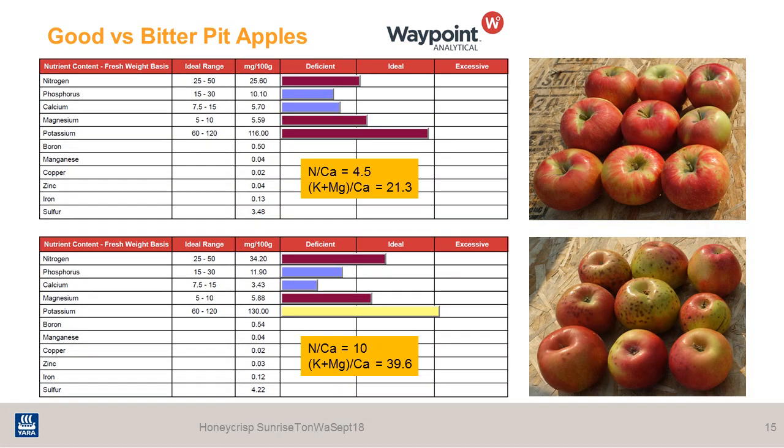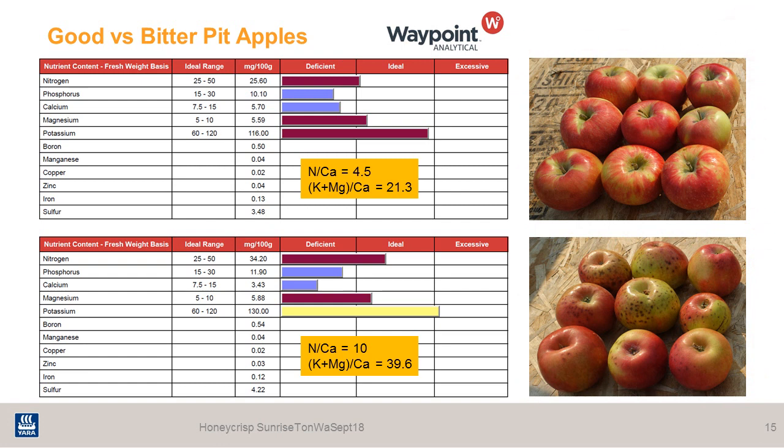Here's another example that I'd like to share with you as well. Here we got the good fruit that I sent to the lab compared to the bitter pit fruit that I sent to the lab at the same time. These are again from the same orchard, from the same area of the orchard.